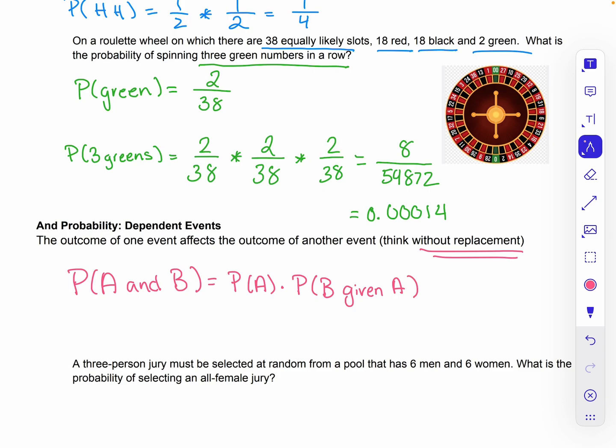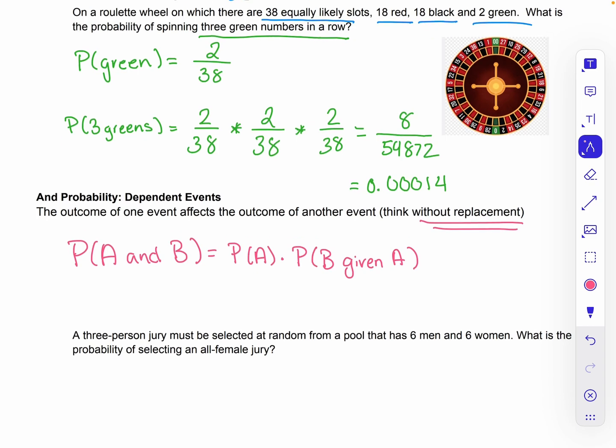It might be passing out candy from a bag. I pick out one Dum Dum, and then I give that to someone, and then I go and I draw another piece of candy. There's one less Dum Dum in the bag. There's one less piece of candy. The odds of what I draw out change. So this also works when sort of selecting people for groups.